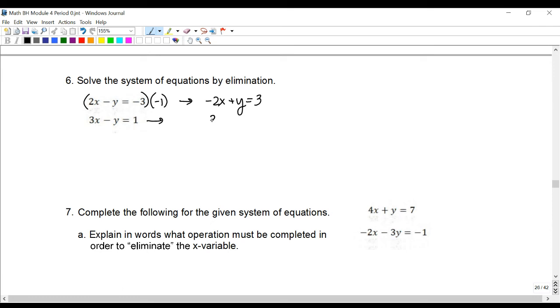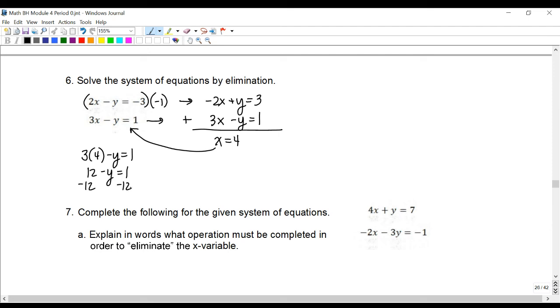We'll take the bottom one and keep it the same. And now the coefficients are opposites, so that when we add them, we get an answer. And we'll take this and plug it back into either equation. And we'll write our answer as an ordered pair again.